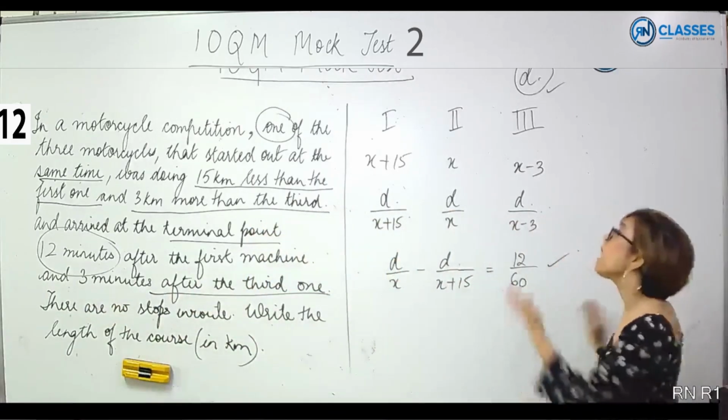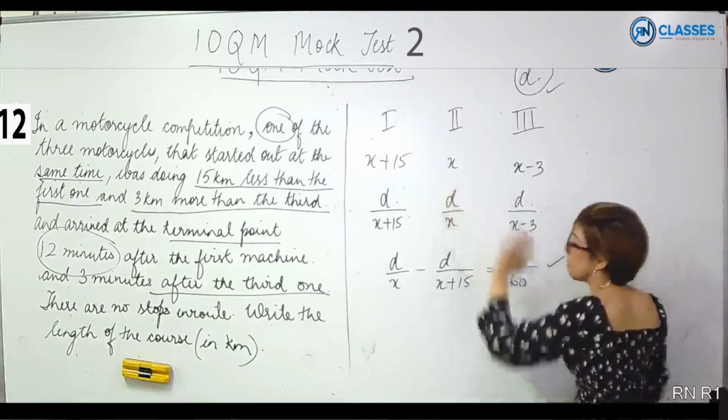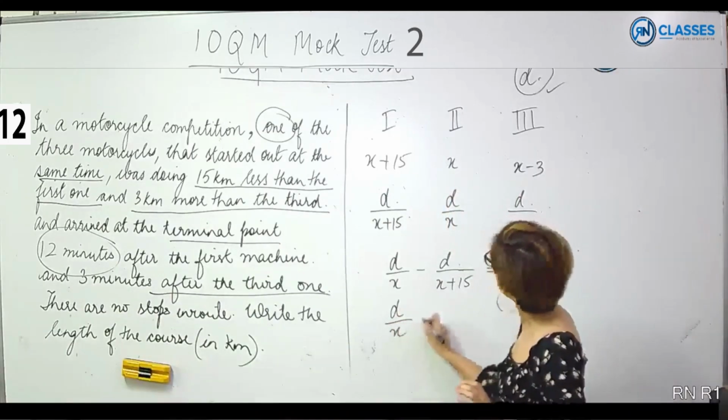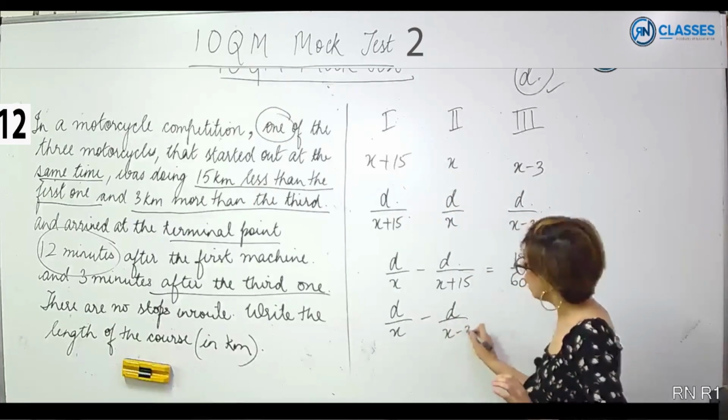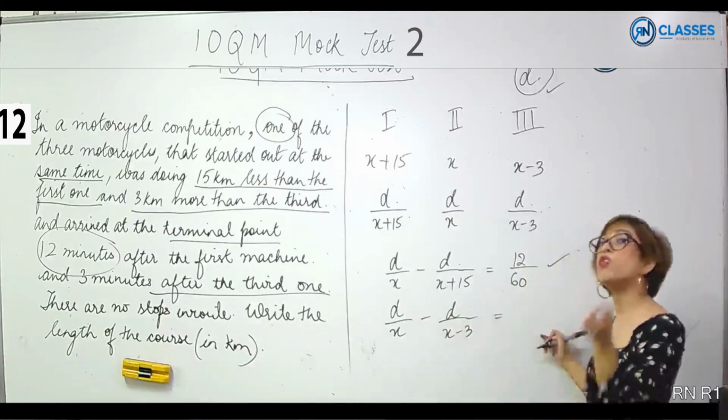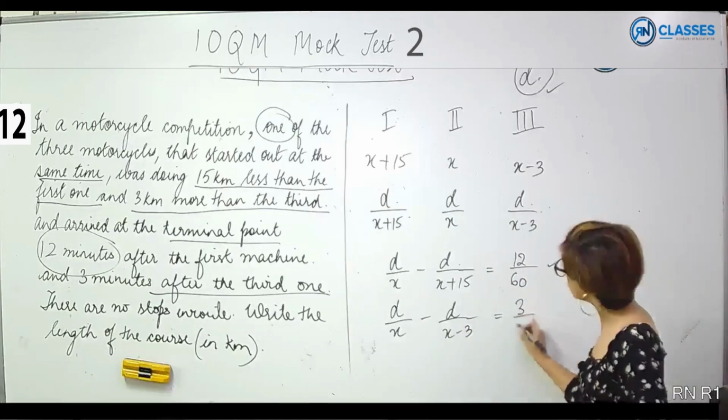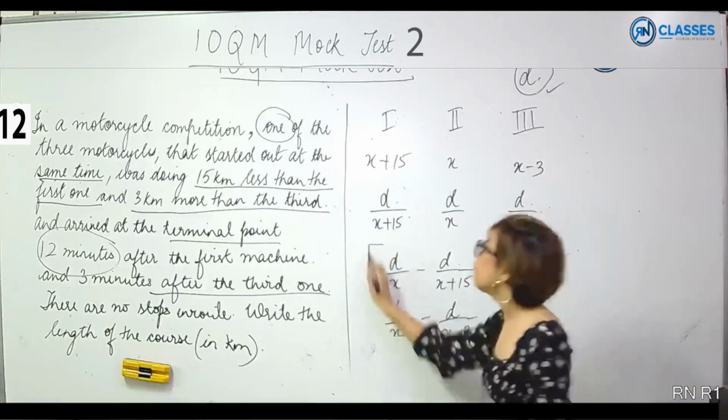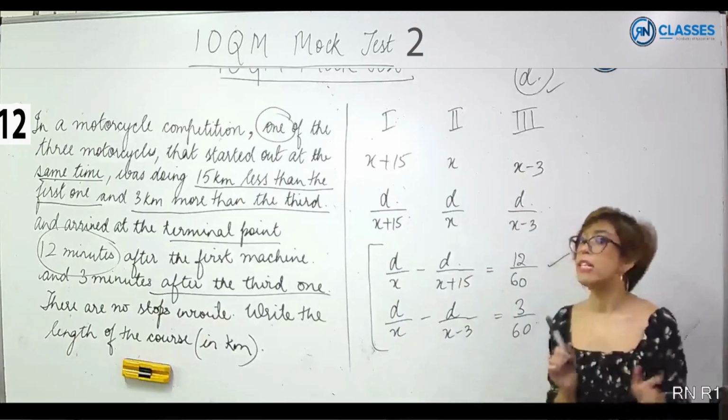Second. He says the second one arrives 3 minutes after the third one. Right? So, that means again he is taking more time. So, that means d by x minus d by x minus 3. Now, this is 3 minutes, but I need to convert it into hours, so that is 3 by 60. Right? So, I have two variables, two equations. I can easily solve it.